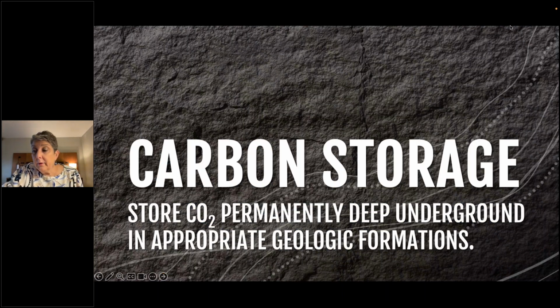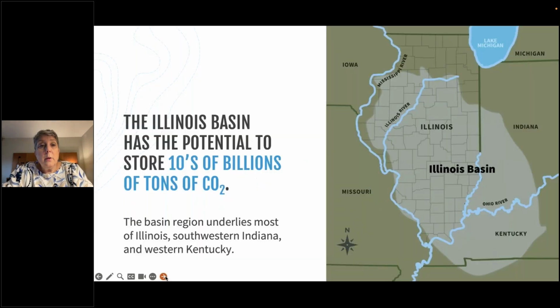Carbon storage, where we're going to spend the remainder of our time this morning, is the permanent storage of carbon dioxide deep underground in the appropriate geologic formations, which I will refer to mostly as a reservoir. The Illinois Basin has the potential to store tens of billions of tons of carbon dioxide. It's a geologic feature that underlies most of Illinois, parts of Indiana, and Kentucky, about 60,000 square miles in areal extent.